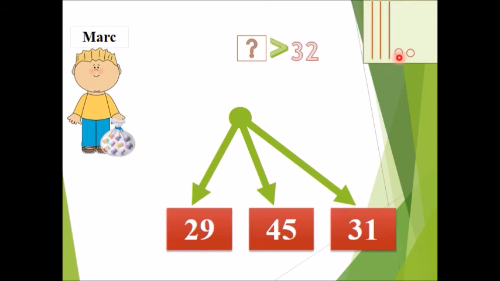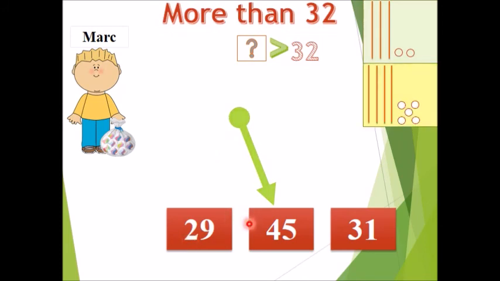A number that is more than 32 must have either more tens, more ones, or both. Which one of those numbers is greater than 32? Correct, it's 45. Look at the model of 45. 45 has 4 tens and 5 ones. It has more tens than 32 and more ones than 32. So 45 is greater than 32.